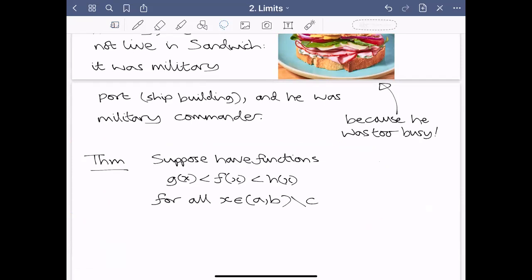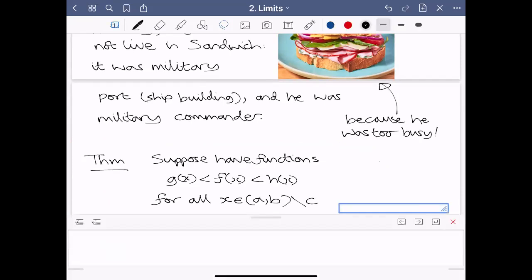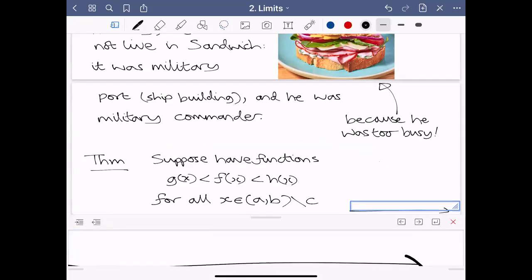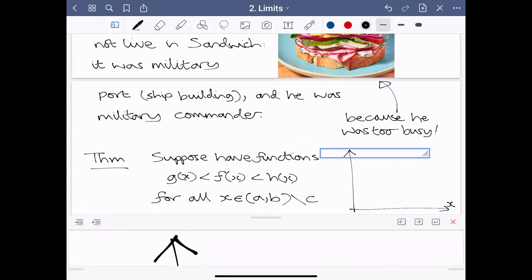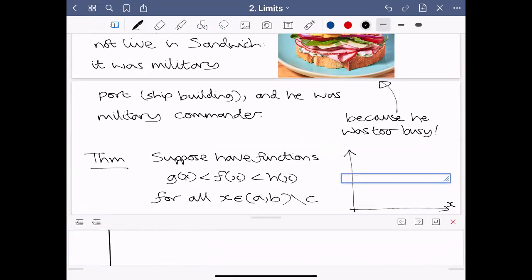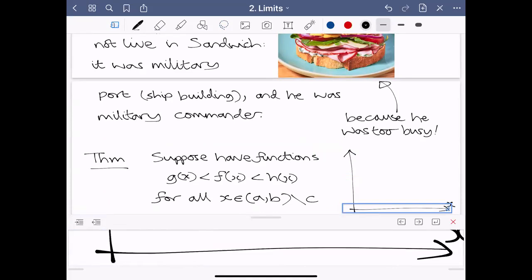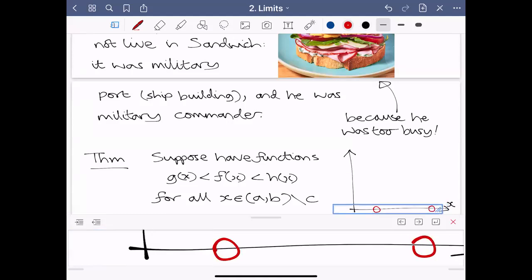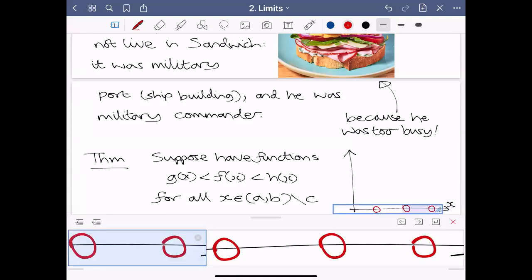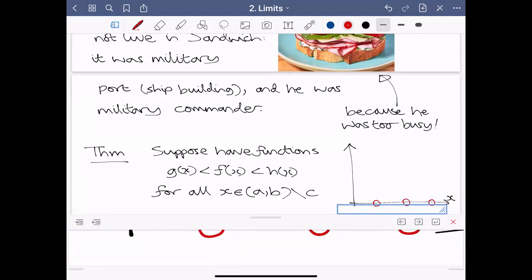So I'm going to draw a picture of this. So this is x, and this is the value. So the interval is from a to b, and c is removed. So let me write in the numbers a, c, b.